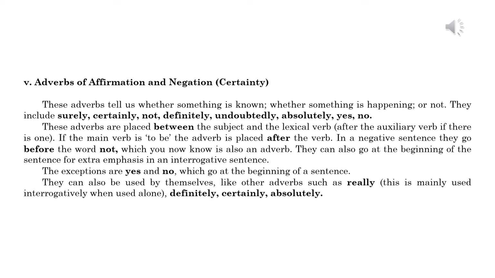These adverbs are placed between the subject and the lexical verb, after the auxiliary verb if there is one. If the main verb is to be, the adverb is placed after the verb. In a negative sentence, they go before the word not, which you now know is also an adverb. They can also go at the beginning of the sentence for extra emphasis in an interrogative sentence. The exceptions are yes and no, which go at the beginning of a sentence.